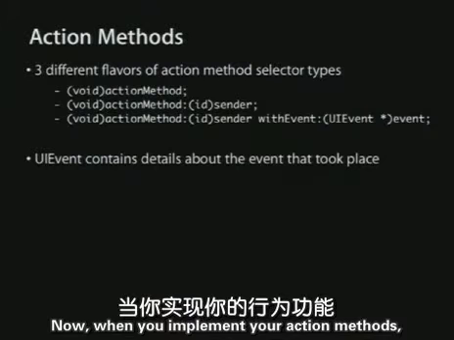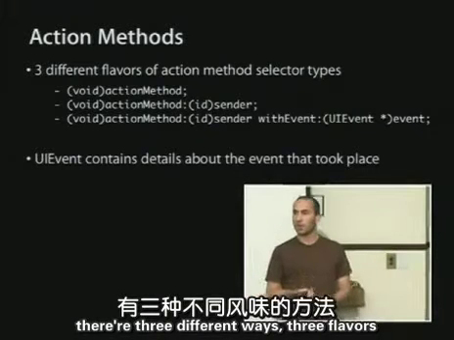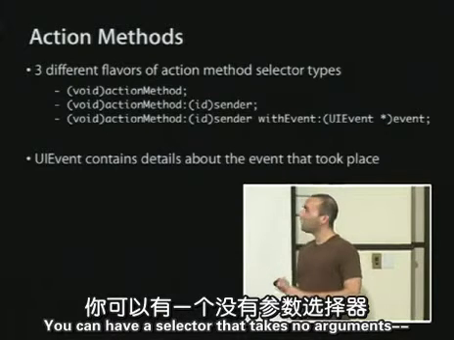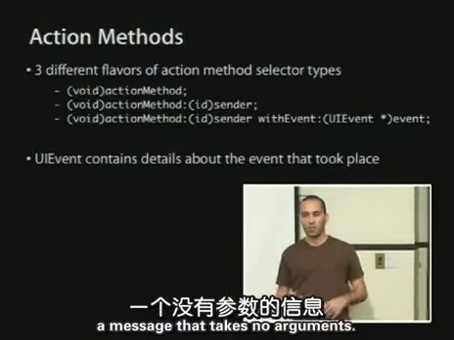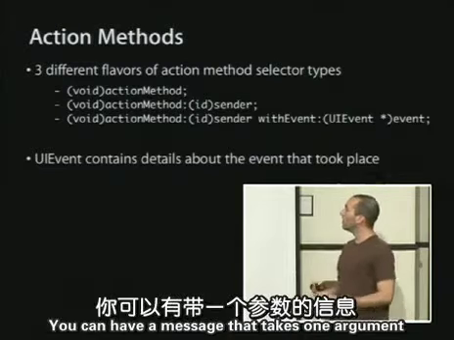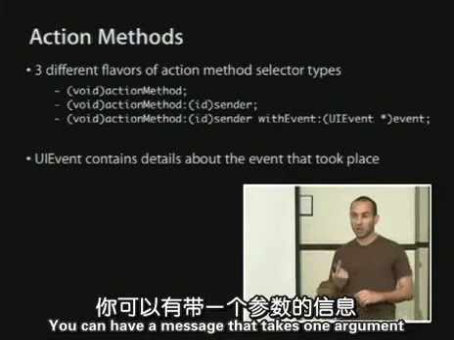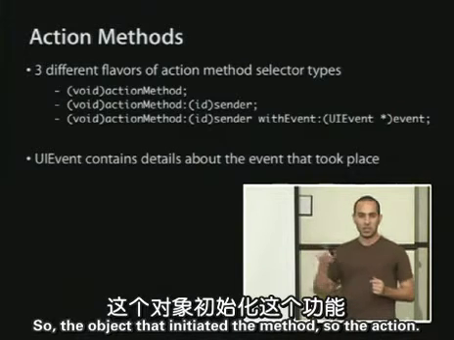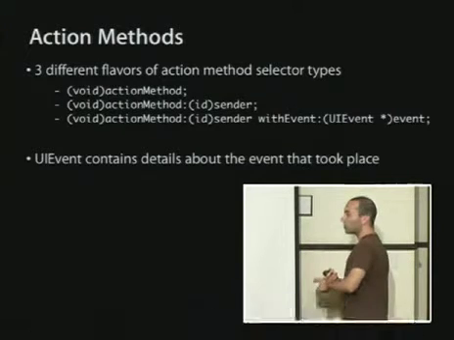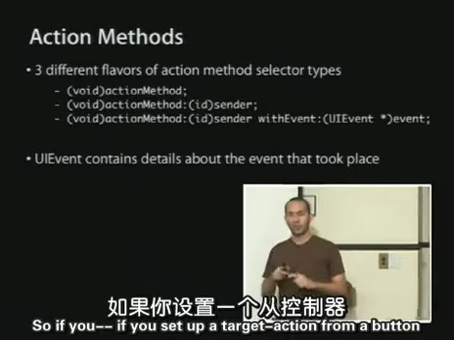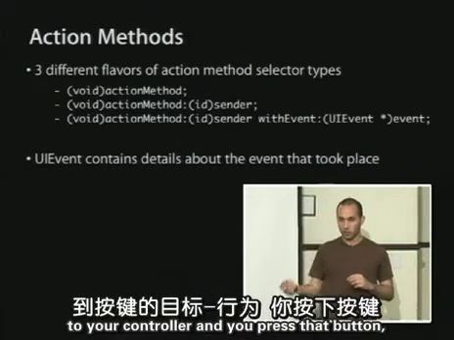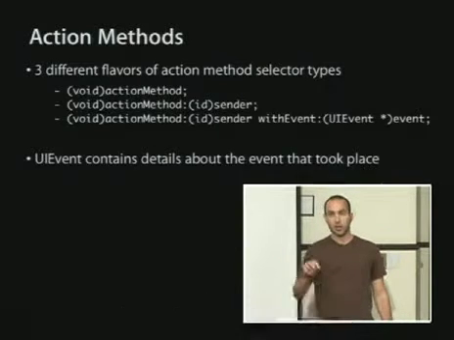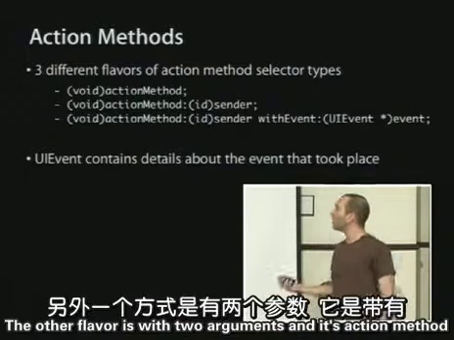Now, when you implement your action methods, there's 3 different ways, 3 flavors of how you can implement it. You can have a selector that takes no arguments, a message that takes no arguments. You can have a message that takes 1 argument, and if you do this, the argument is always the sender. So the object that initiated the action. So if you set up a target action from a button to your controller, and you press that button, the sender is going to be the button. If you do it from a slider, it's going to be a slider.